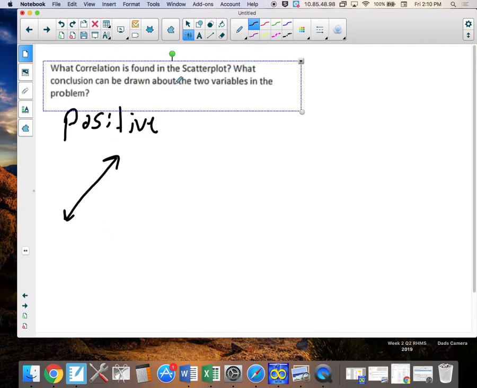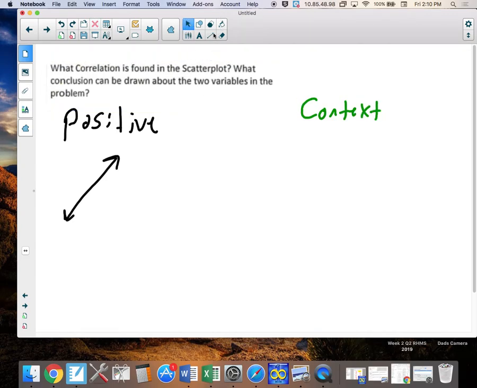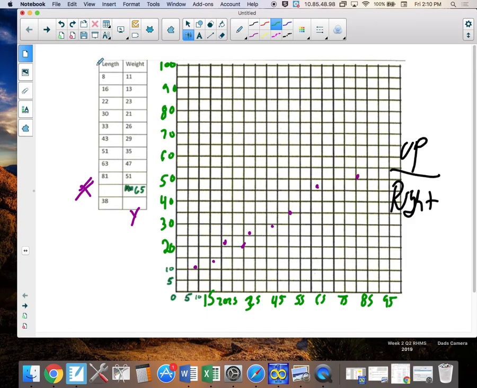The second part of the question is, what conclusion can be drawn? Well, the conclusion is all just asking for context. The context is all about the variables that are going on in the problem. This particular problem is all about length and width right here. Length and width. That was not my greatest circle.